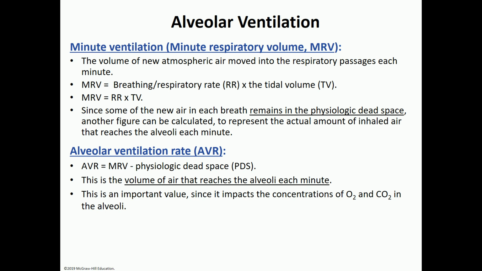So we are going to subtract that physiologic dead space, and that leads us to a better way of measuring alveolar ventilation, known as the alveolar ventilation rate, which is basically the minute ventilation that we calculated up here minus the physiologic dead space. Okay, this is the volume of air that actually reaches the alveoli per minute. It's an important value because it's more clinically significant, and it really impacts the concentration of oxygen and carbon dioxide that's found in the alveoli.